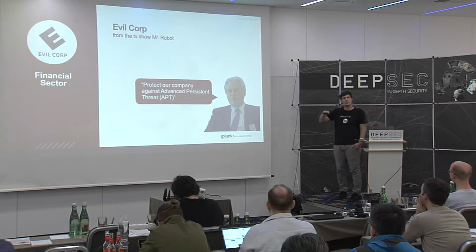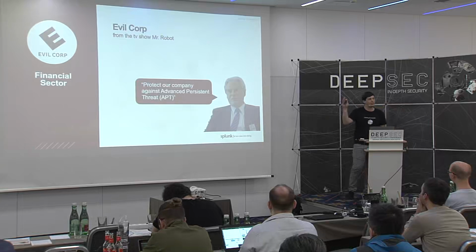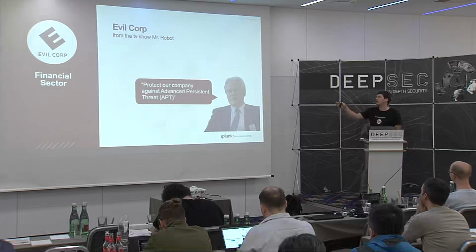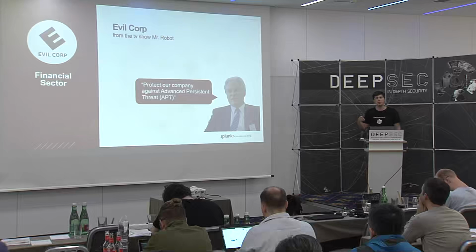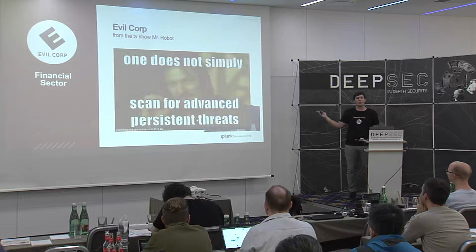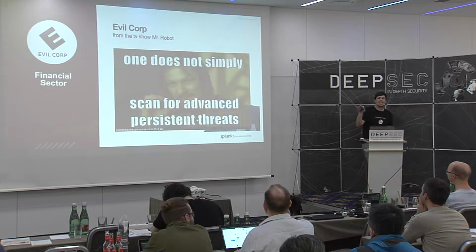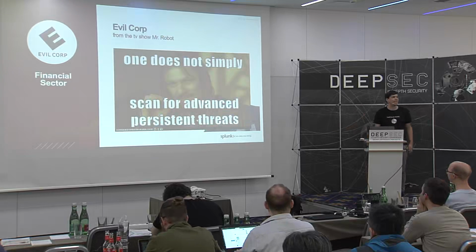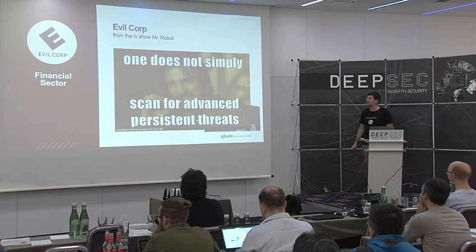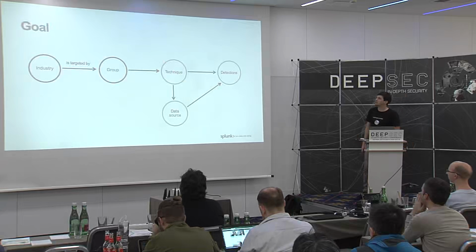He wants us in this talk to protect Evil Corp from advanced persistent threats. Advanced persistent threats are highly skilled, mostly state-sponsored attacking groups. And as we all know, there's no easy APT scanner out there which detects all of that stuff, but let's try our best.